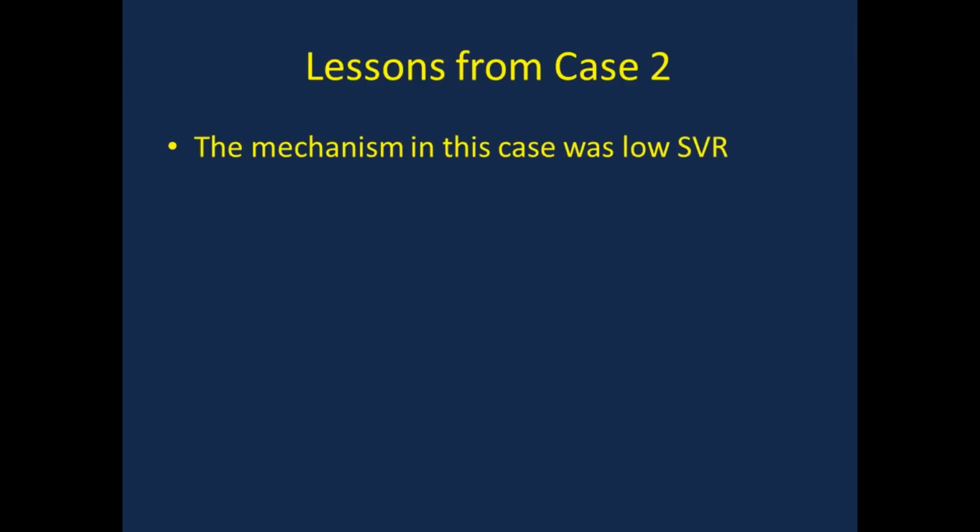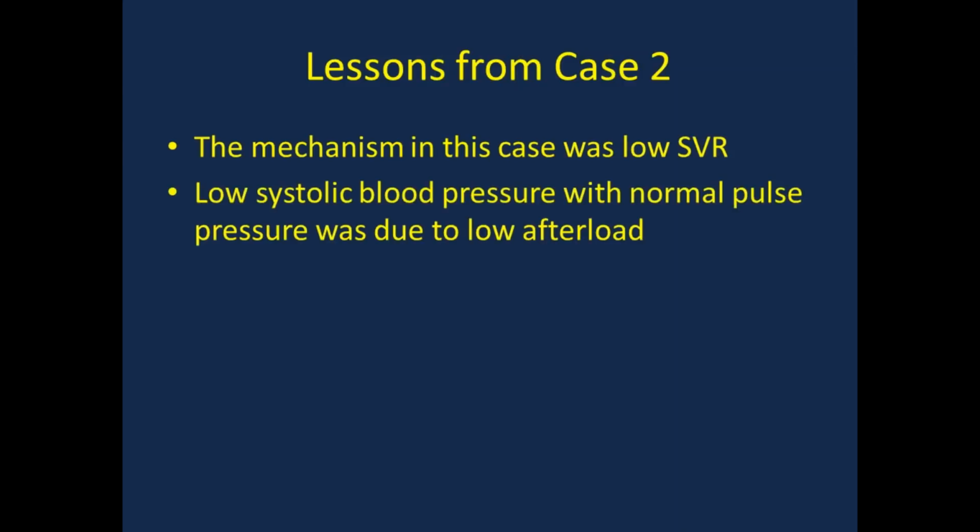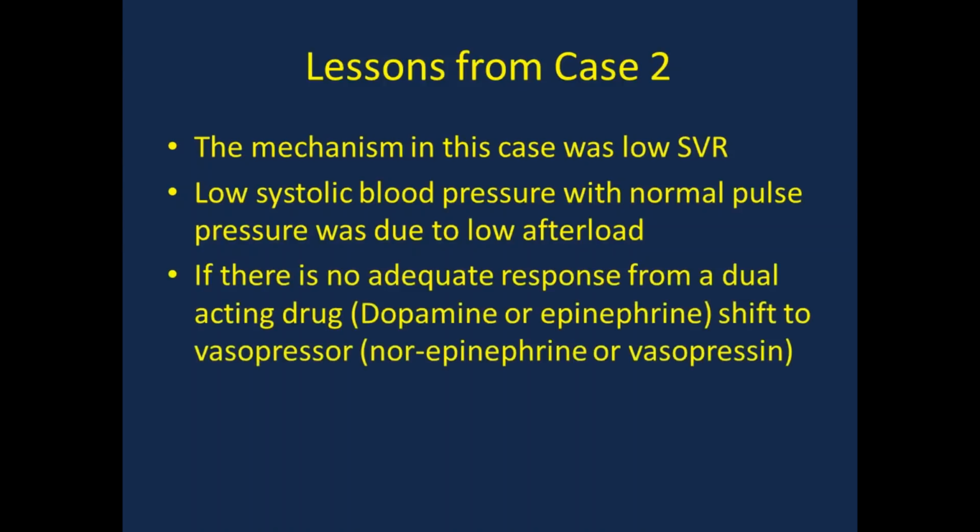Lessons from case number 2. The mechanism in this case was low systemic vascular resistance. Low systolic blood pressure with normal pulse pressure was due to low afterload. So low systole in this case was due to low resistance. So the heart is pumping the blood against low resistance. He doesn't need that much high afterload.